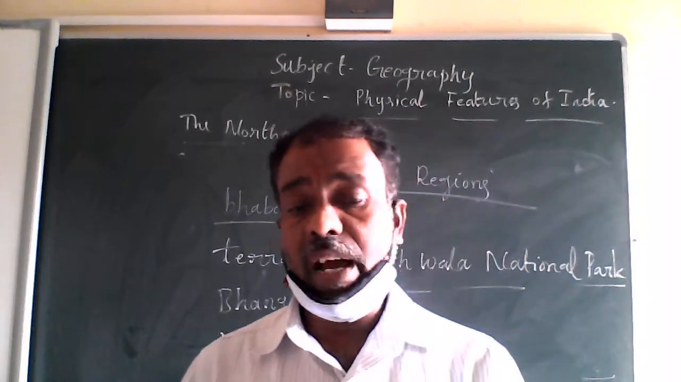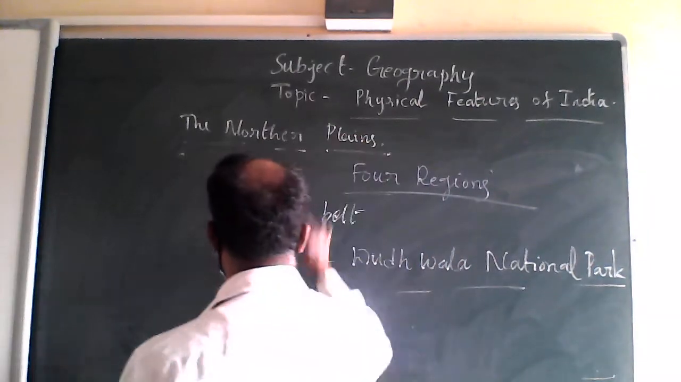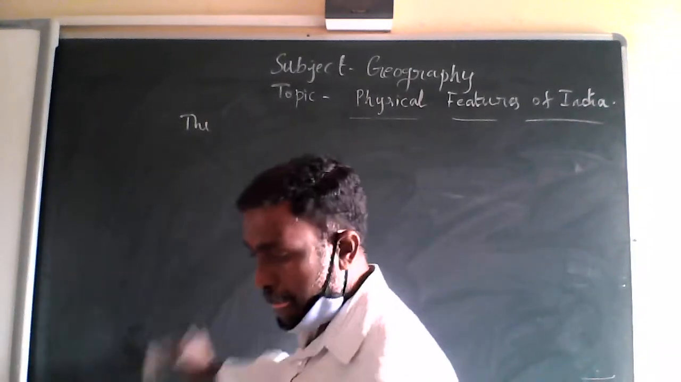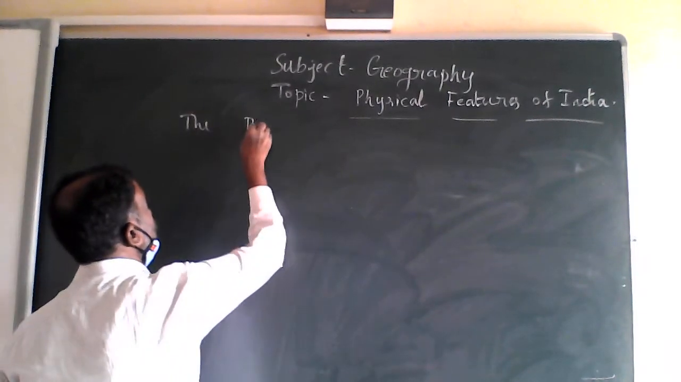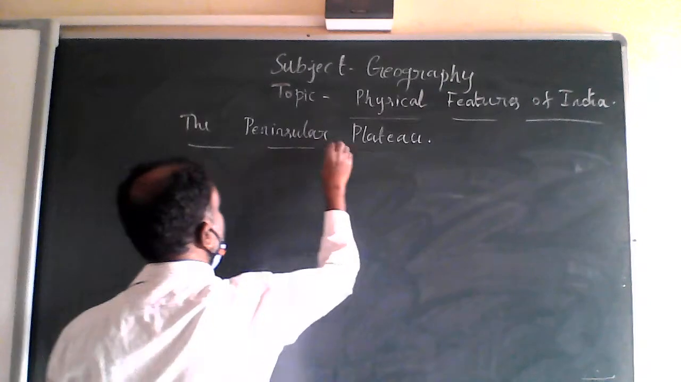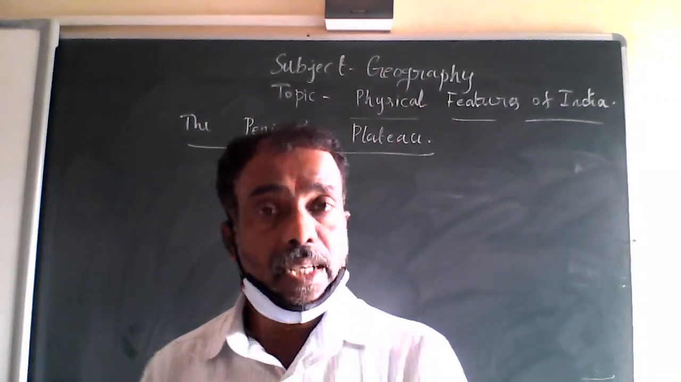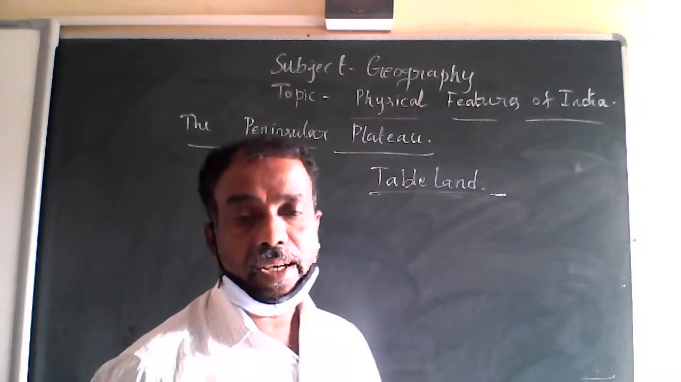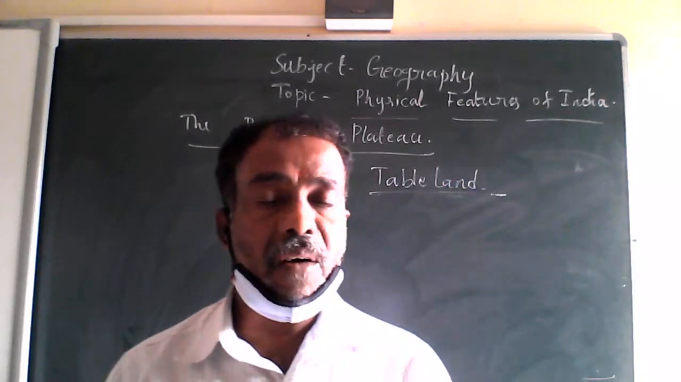Now, let us discuss another major physical division of our country, that is the Peninsular Plateau. See, the Peninsular Plateau is a tableland. It is composed of old crystalline, igneous and metamorphic rocks.